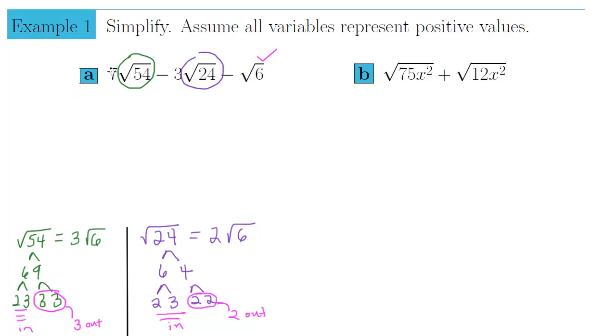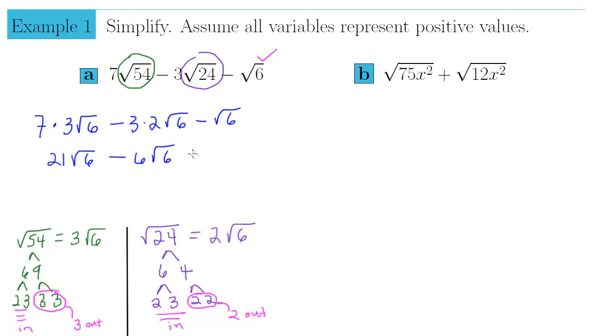So instead of writing 7 times root 54, I'm going to write 7 times 3 root 6 minus 3 times, instead of this root 24, I'm going to put 2 root 6. And then this minus root 6 tags along. And now you'll see the only type of radical I have is a root 6. So let me go ahead and simplify my multiplications. This is 21 root 6 minus 6 root 6 minus root 6.